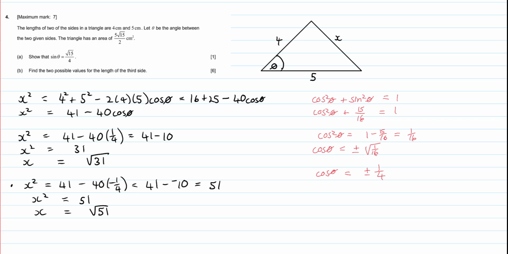Okay, so that finishes question 4b. So the two possible values for the length of the third side were x is equal to the square root of 31 and x is equal to the square root of 51.